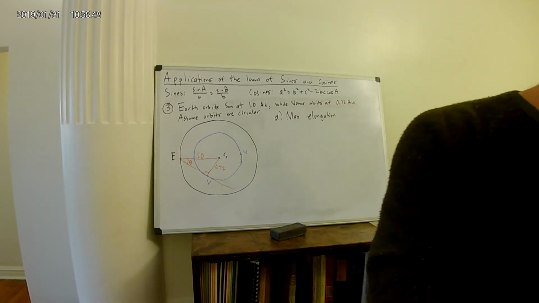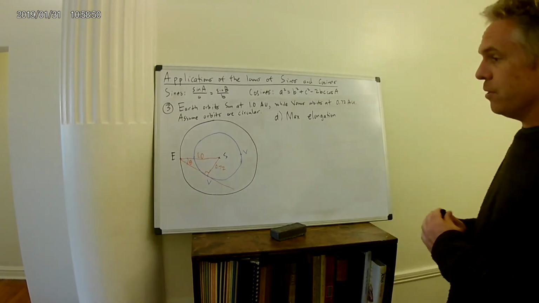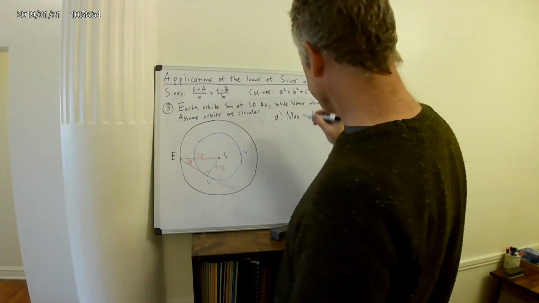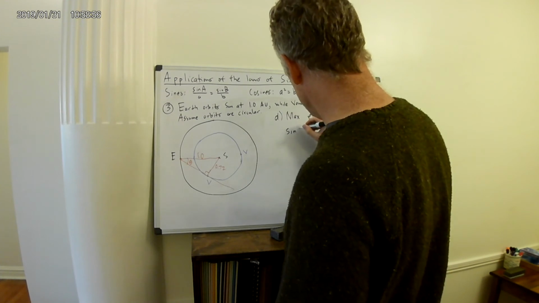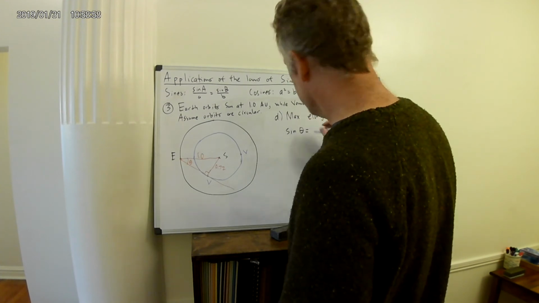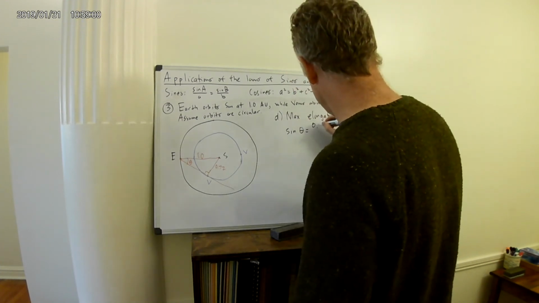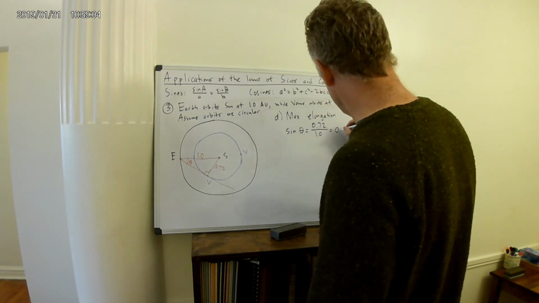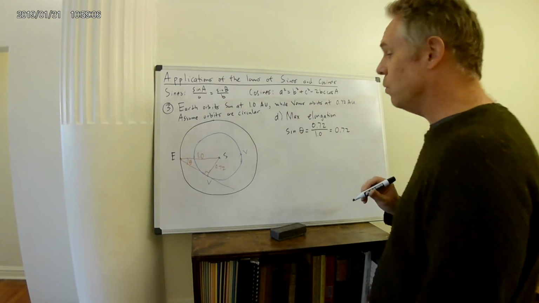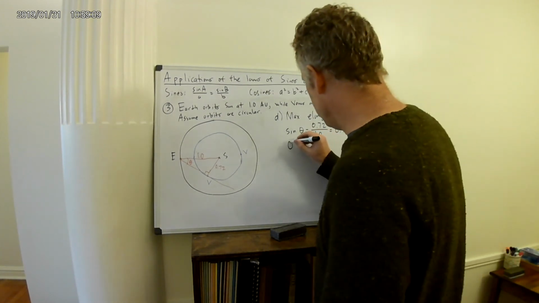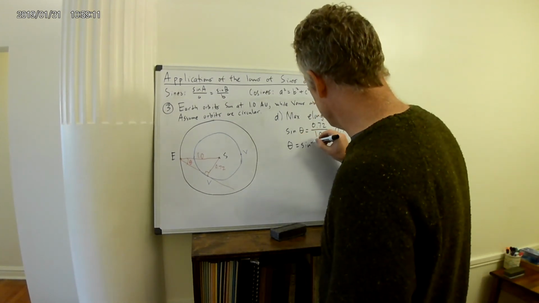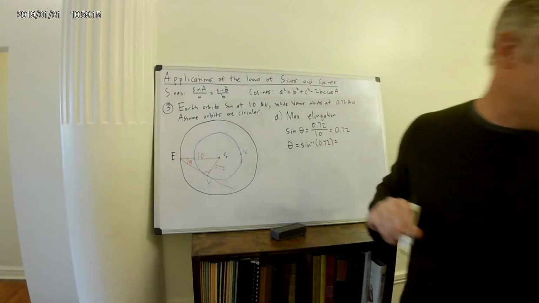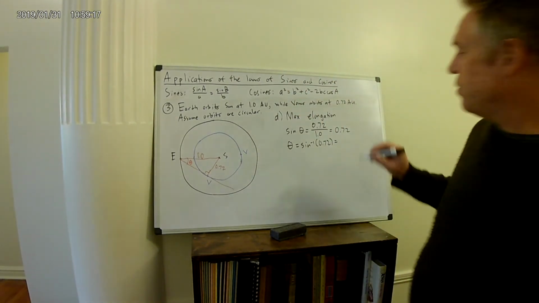Now we don't even need to worry about the law of sines or cosines. We have a right triangle. So I can write the sine of theta is equal to the opposite side, 0.72, over the hypotenuse, which is 1.0. So this equals 0.72. Now to find the angle, I can take the inverse sine of 0.72. And if you do that, you will get 46 degrees.